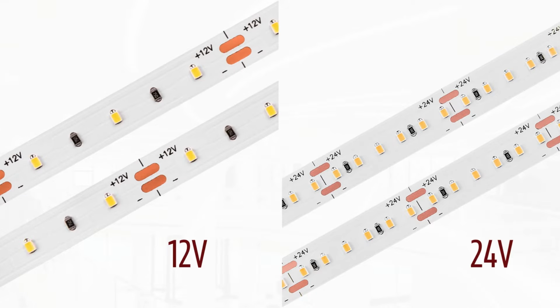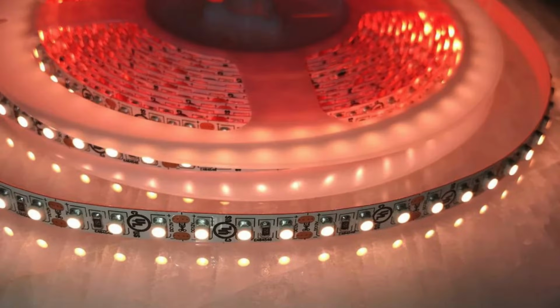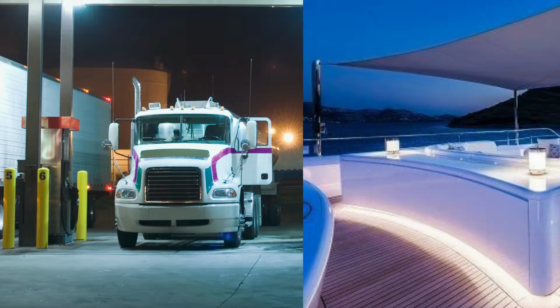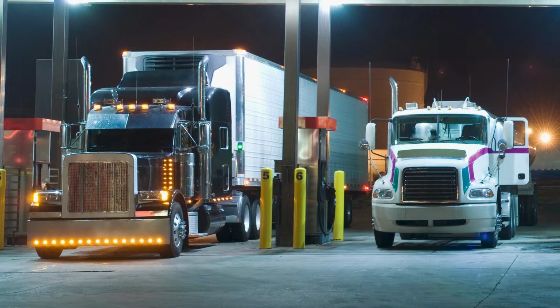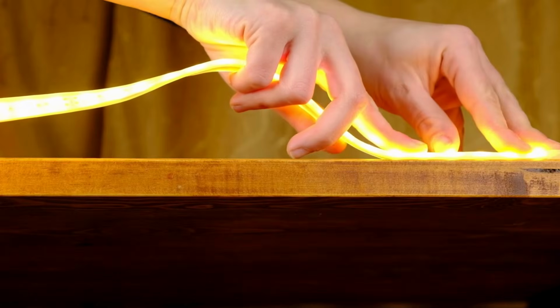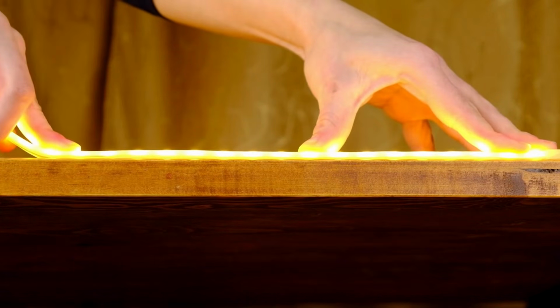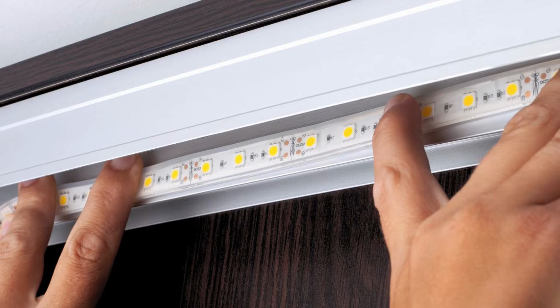Let's move on to the benefits of 12 volt and 24 volt LED strips. 12 volt strips match the voltage used by cars, boats, and trucks, making them ideal when adding lighting to these vehicles. When you need to exactly match a specific length, 12 volts is better due to its more frequent cut points, which is often essential when adding lighting to tight spaces.